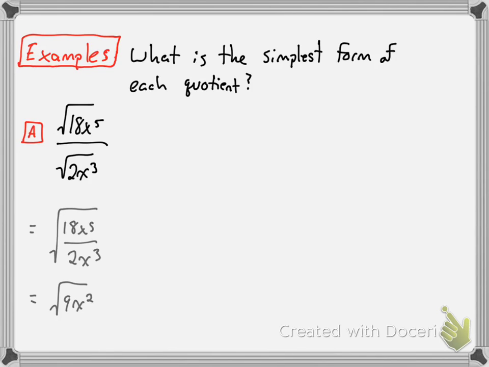So under the radical, I have the square root of 9x squared. My last step here, I want to think, what's the square root of 9? The square root of 9 will be 3, and the square root of x squared will be x. So my final answer is 3x.